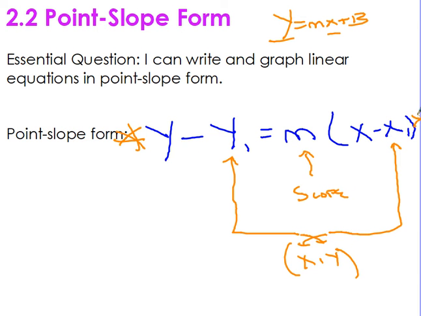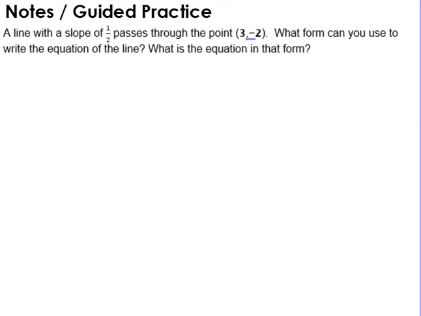So what we're going to do is learn how we actually use point slope formula and how it can help us. This actually might be easier for some of you to find the y-intercept from than using slope-intercept form like we did in 2.1. You are going to be given problems very similar to what we've already worked on. A line with the slope of 1/2 passes through the point 3, -2. What form can you use to write the equation of a line, and what is the equation in that form?